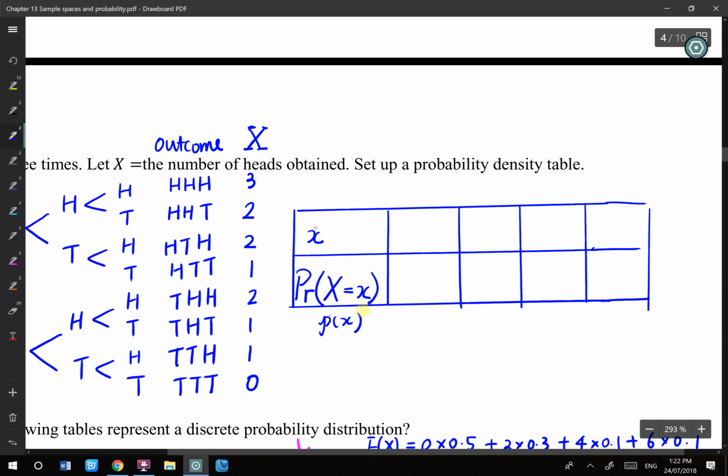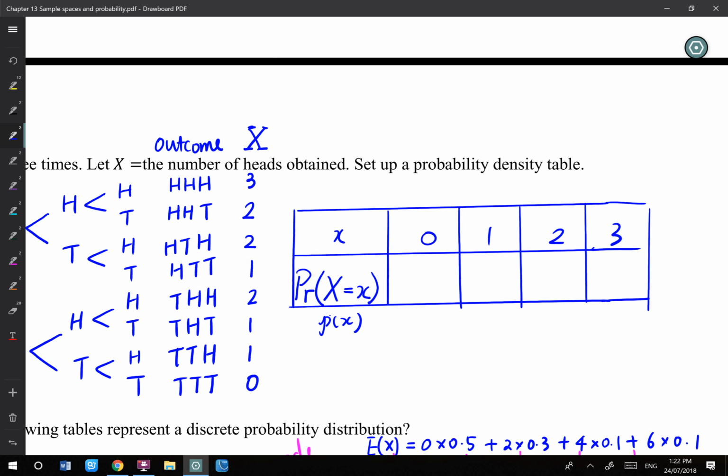So what are your x values? I will write x from the smallest to largest. So the four values this x can take are 0, 1, 2, 3. It needs to include everything, all the x values you can take. That's 0, 1, 2, and 3.